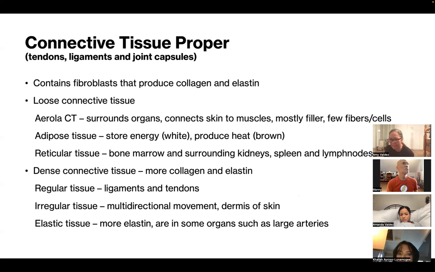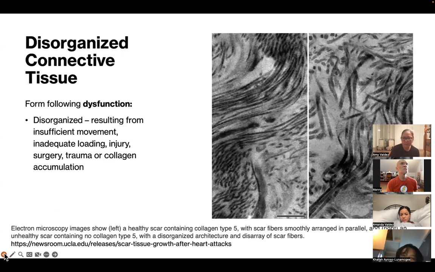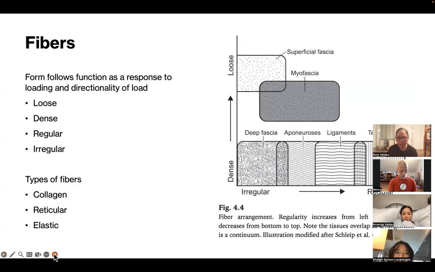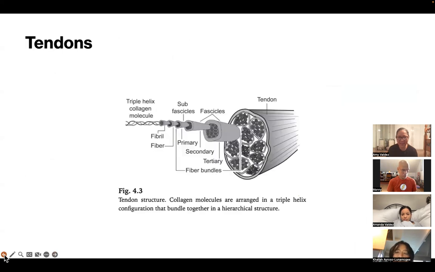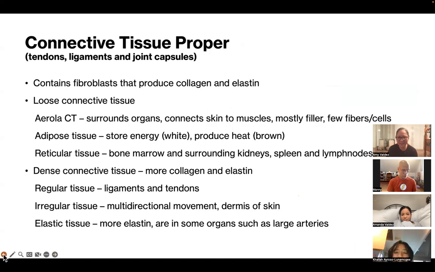I just have a question. Two slides before, it was the disorganized connective tissue. So is this the healthy tissue that we're looking at now, like normal connective tissue? That was scar tissue, but the one we're looking at now is the healthy normal connective tissue. This one. This is like normal tissue. This is how it's supposed to be.